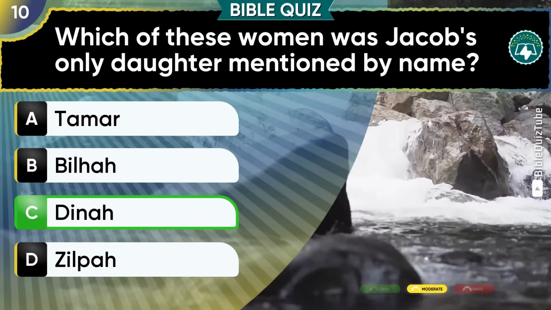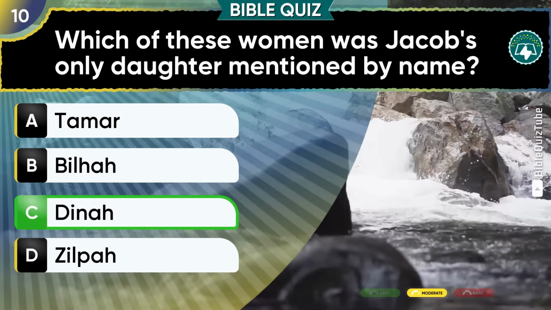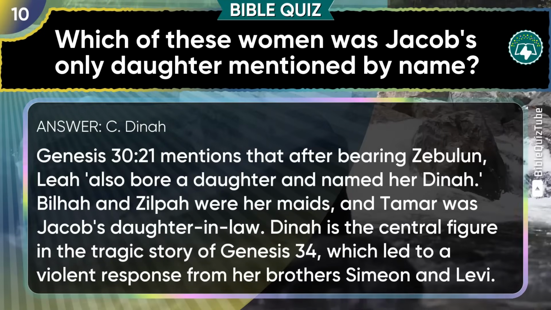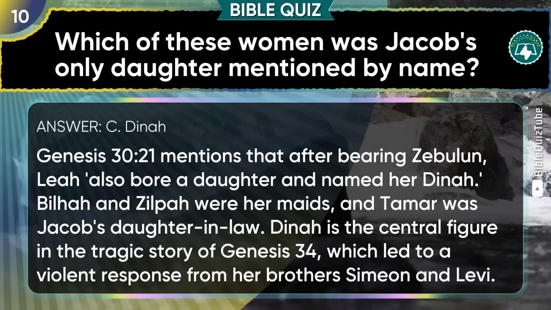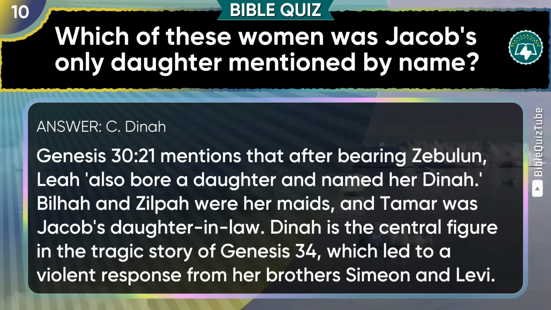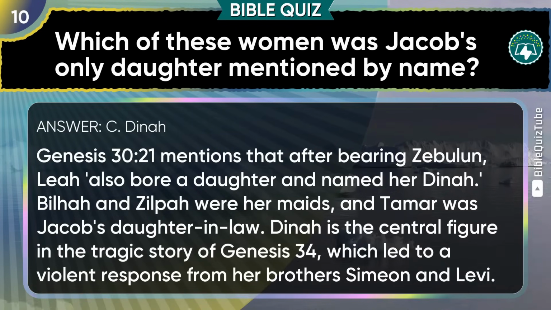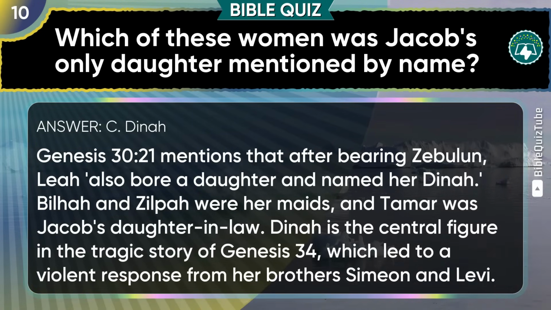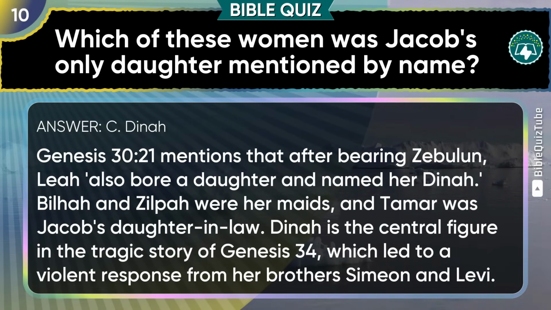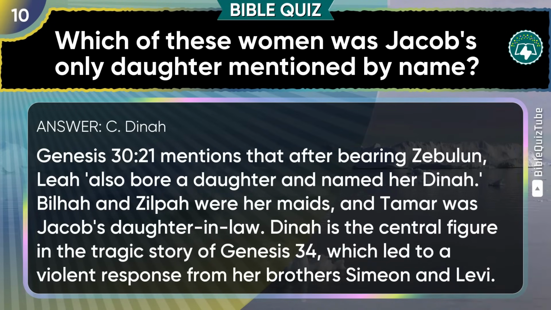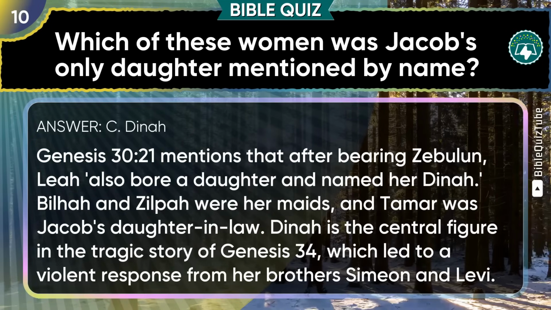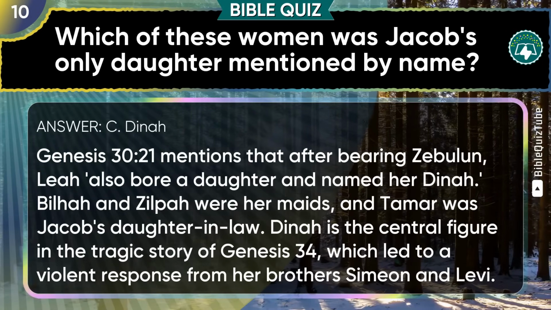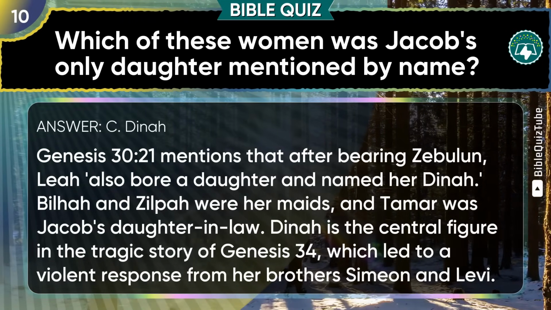You got it correct. C. Dinah. The explanation. Genesis chapter 30 verse 21 mentions that after bearing Zebulun, Leah also bore a daughter and named her Dinah. Bilhah and Zilpah were her maids, and Tamar was Jacob's daughter-in-law. Dinah is the central figure in the tragic story of Genesis chapter 34, which led to a violent response from her brothers Simeon and Levi.